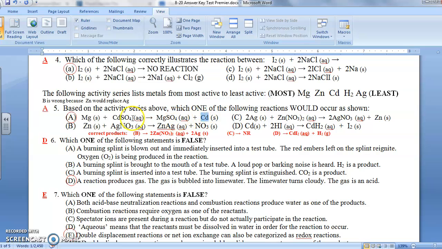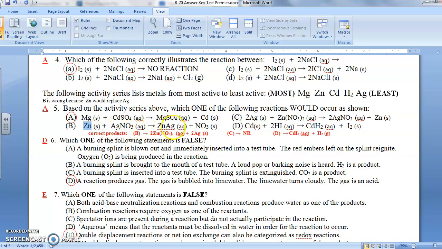What did the sulfate do here? Absolutely nothing. The sulfate was 2-. The sulfate ion is still 2-. It was not involved in this reaction at all. It's a spectator.